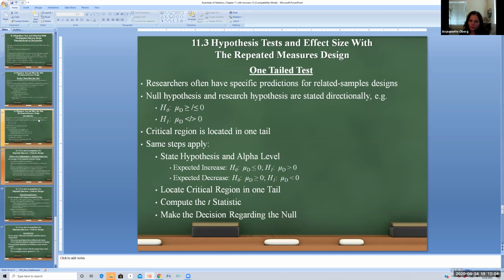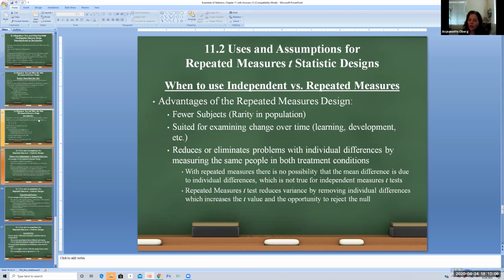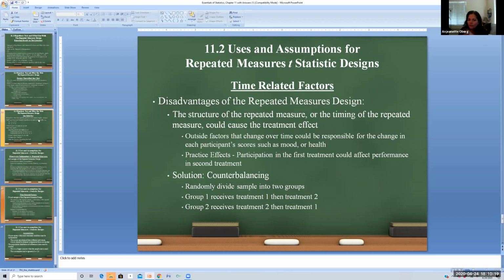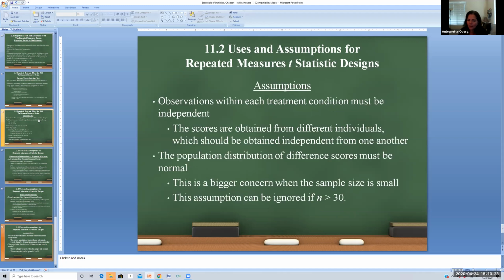Your book takes you through the one-tailed test. We talked about advantages of using repeated measures: you can use smaller sample sizes, it's great when you're looking at how things change over time, and it helps to control for bias through the counterbalancing we just talked about. The assumptions, again, are independent observations and normal distributions, okay?